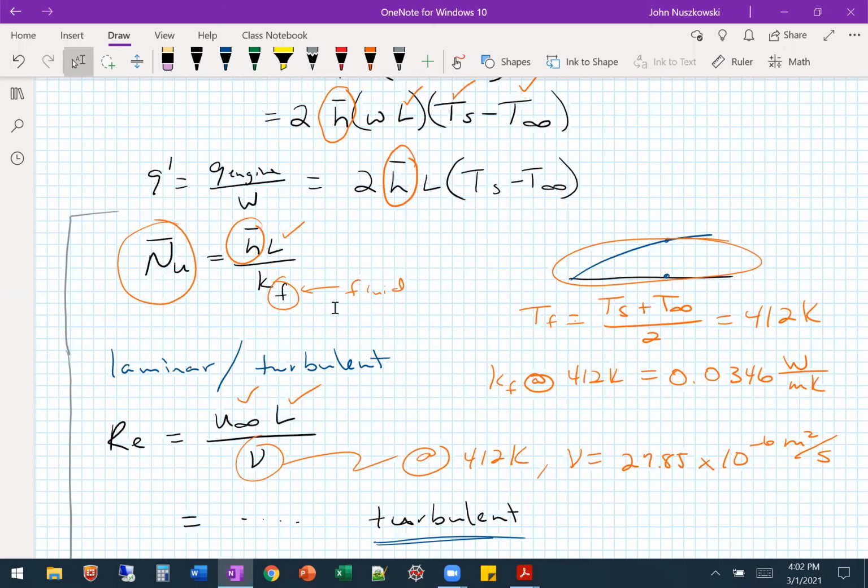Yes, so for our k and our Prandtl number, we have to find both of them at the T average of the fin and the air. Yes. So they're all at what's called the film temperature.